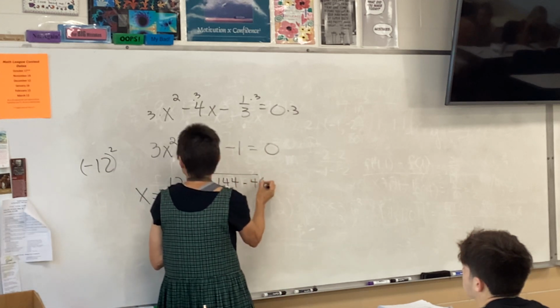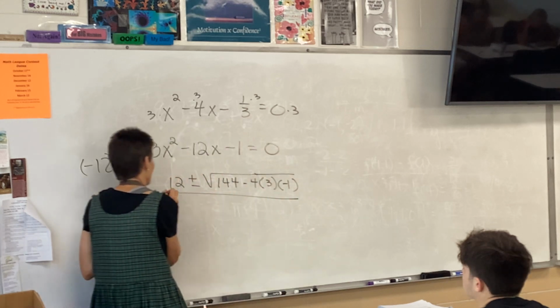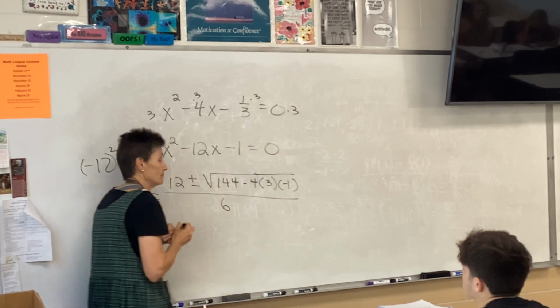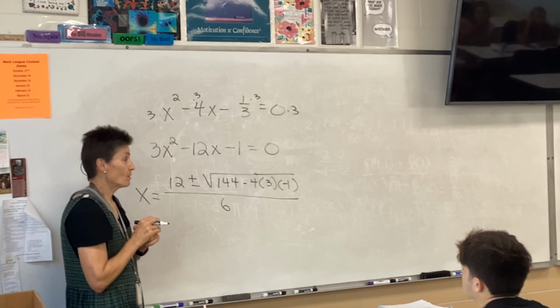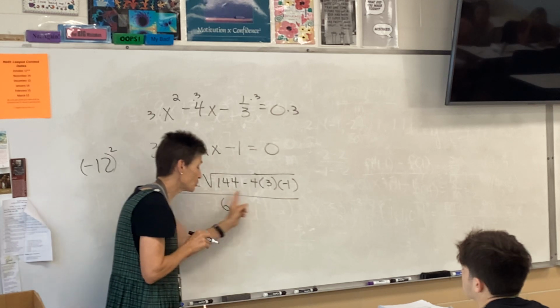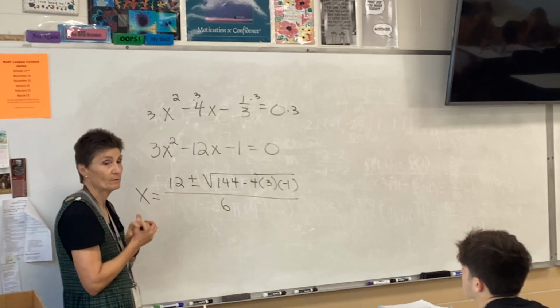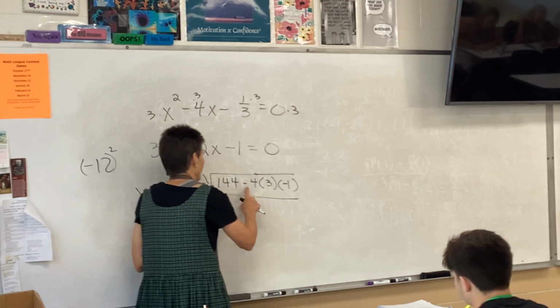Minus 4 times A times C, all over 2A. And there are still people only putting the radical over the 6. Nuh-uh, the whole shebang is over the 6. Make sure you're getting the whole thing over there. Okay, what do we got under here?